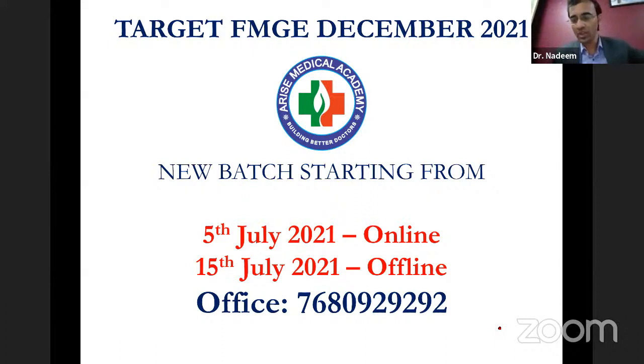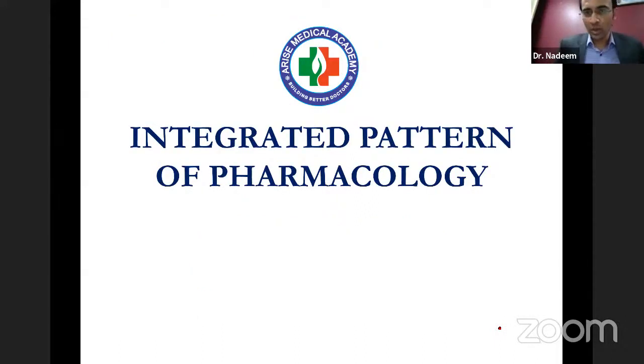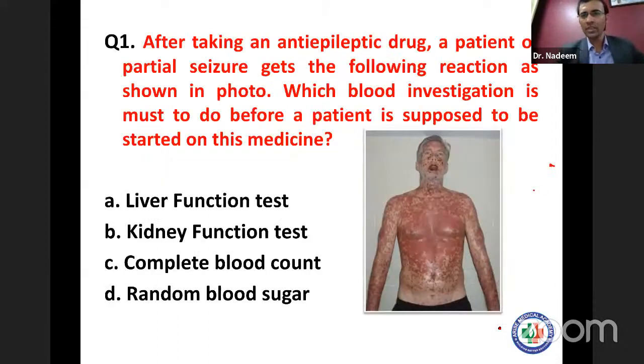Okay, we are going to start with the first question of pharmacology. See this question, and after that you tell me the answer. After taking an anti-epileptic drug, a patient of partial seizure gets the following reaction as shown in the photo. Which blood investigation is a must before a patient is started on this medicine?